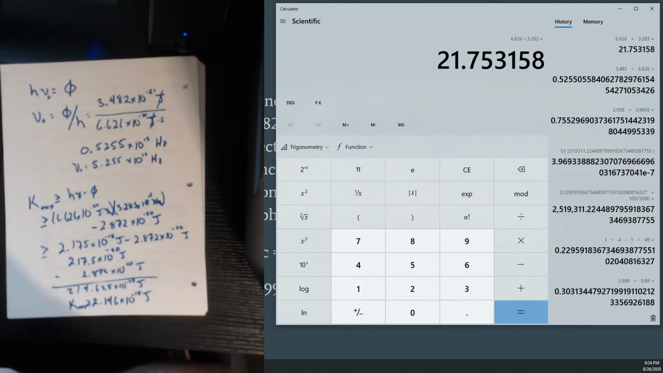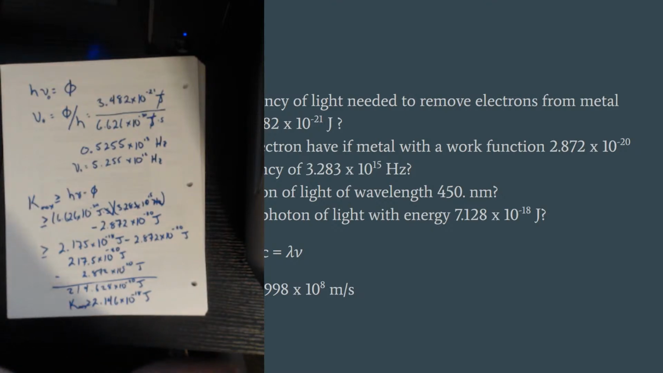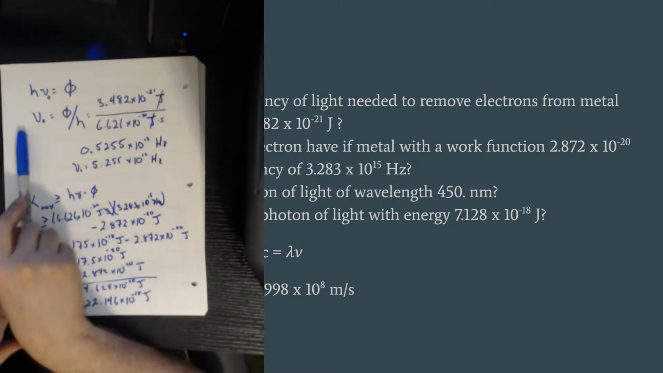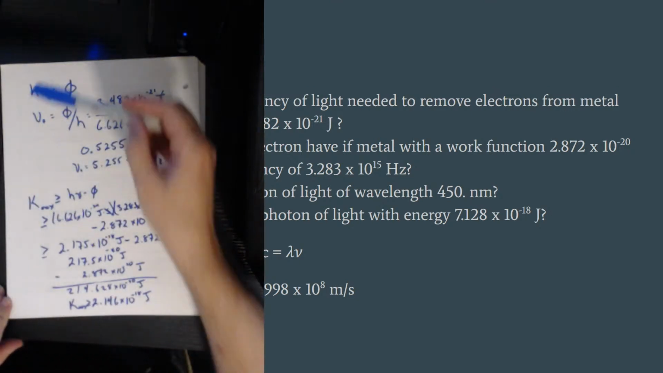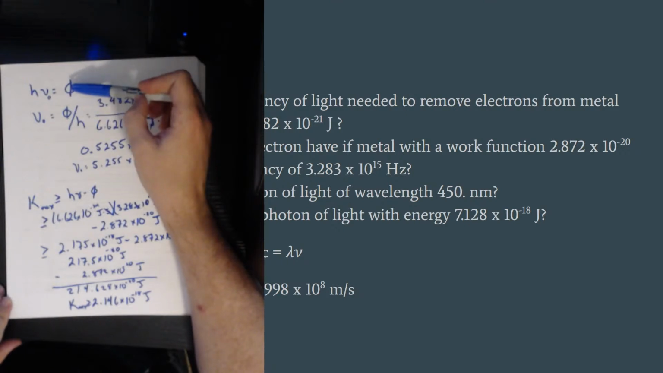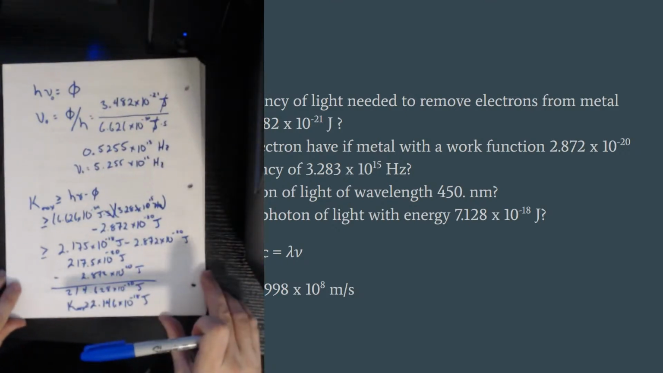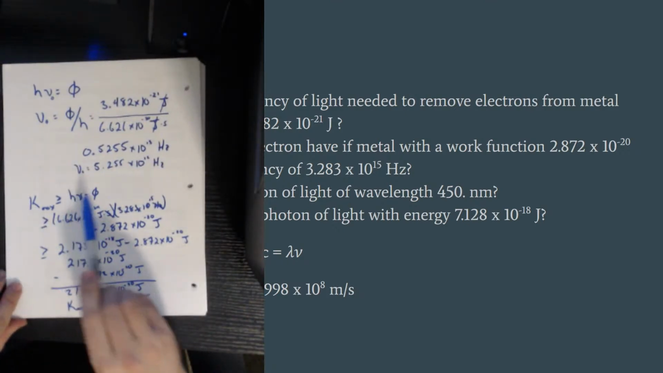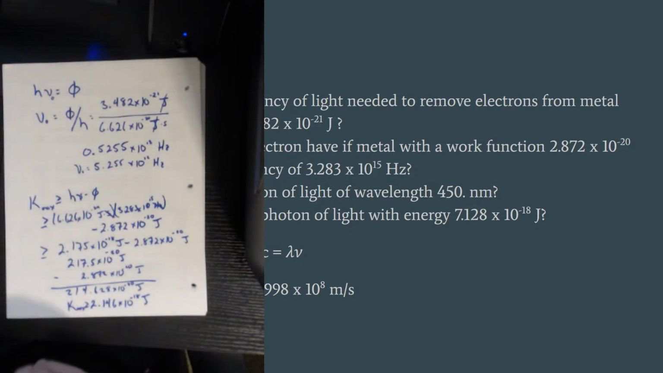That's the energy of the electron getting kicked off of the metal by light with a frequency of 3.283 times 10 to the 15th hertz. So the first problem there, what is the minimum frequency? That means that the energy of the light is exactly equal to the work function. In this case, it's asking about the energy of the electron, so K is equal to h nu minus phi. Okay, those are the two problems there.